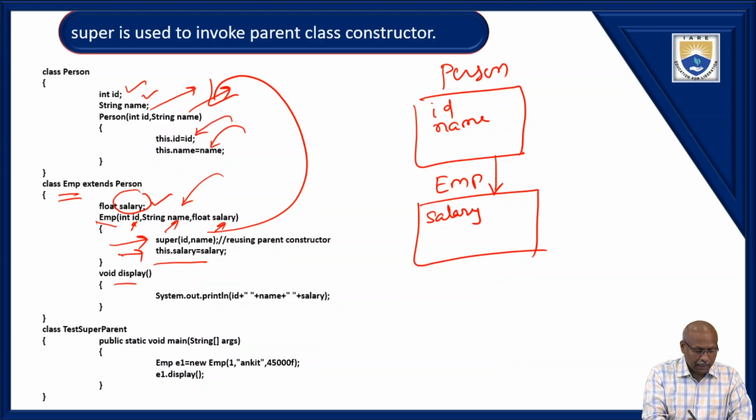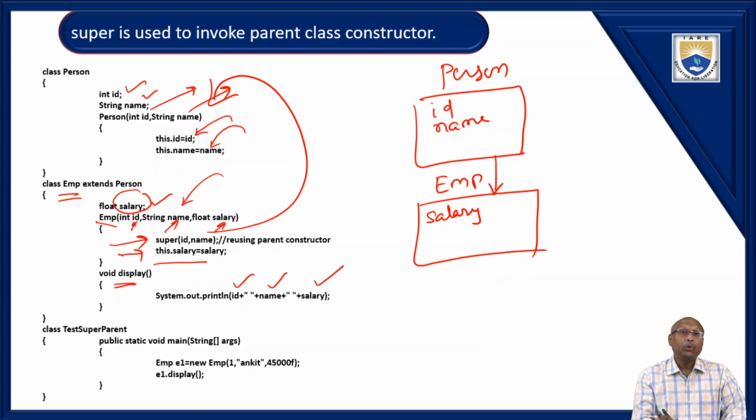And there is a method called display. In the display method, it displays ID, name as well as salary. So you can utilize the parent's properties as well as your own. That is the advantage of inheritance. To initialize my parent's data, I should call the super constructor. So the super constructor helps you initialize the parent's data.